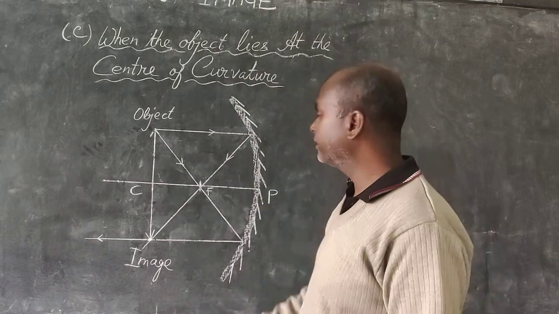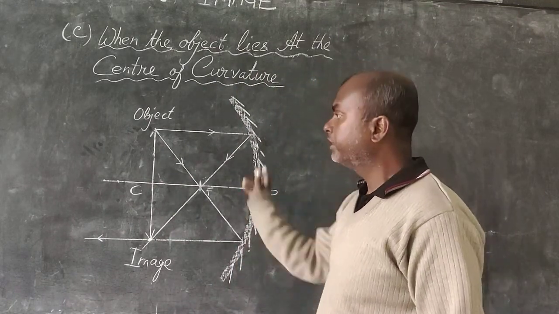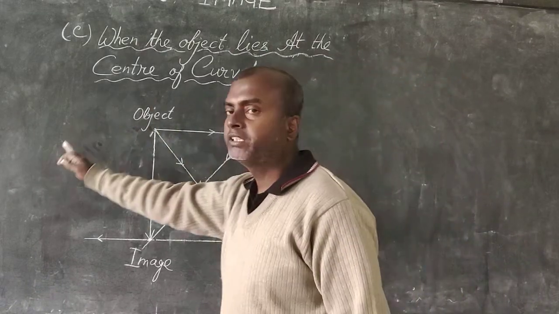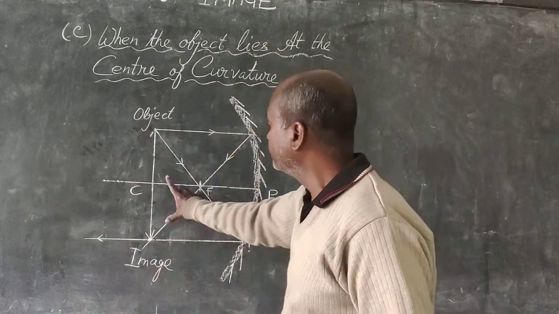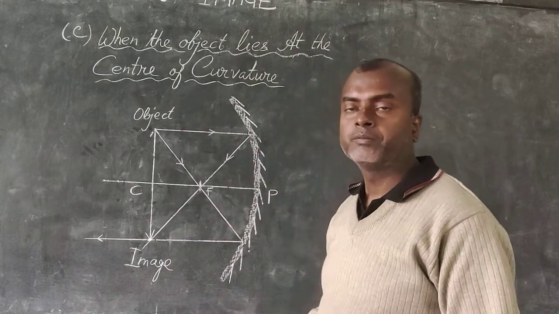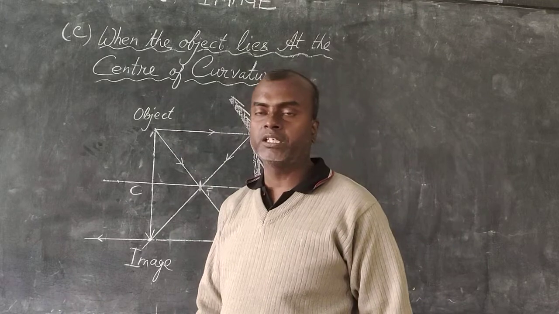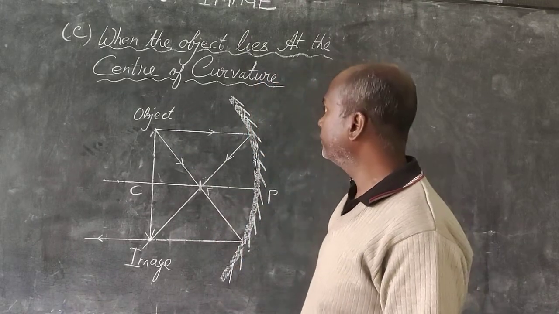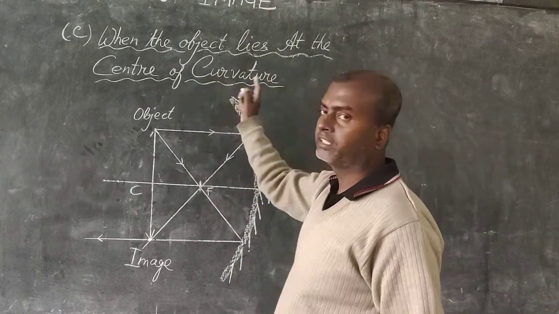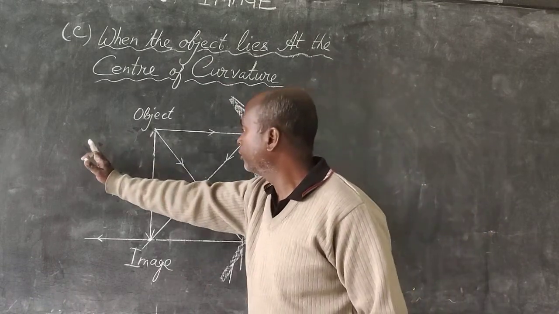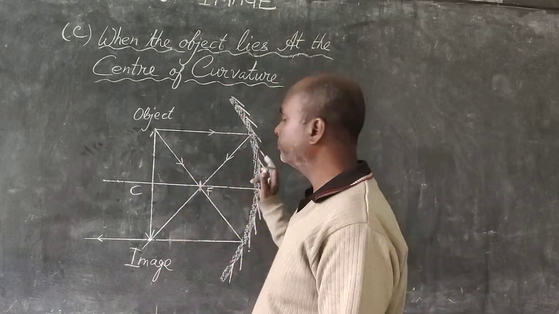So this is a special case. Before this, we had seen that when an object is beyond center of curvature, the image used to be a little bit smaller compared to the object. Now both the object and the image are of the same size. So this happens when the object is at center of curvature. And notice one more thing. We have now brought the object even a little closer to the mirror.